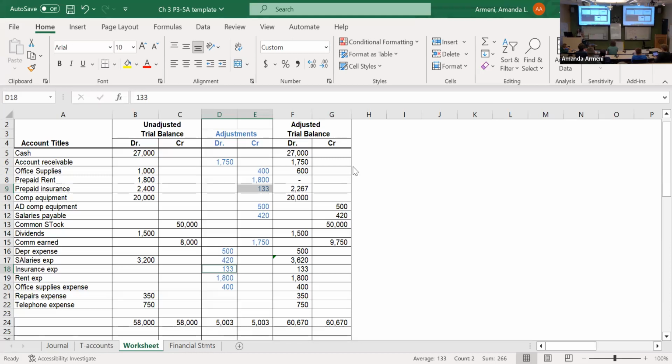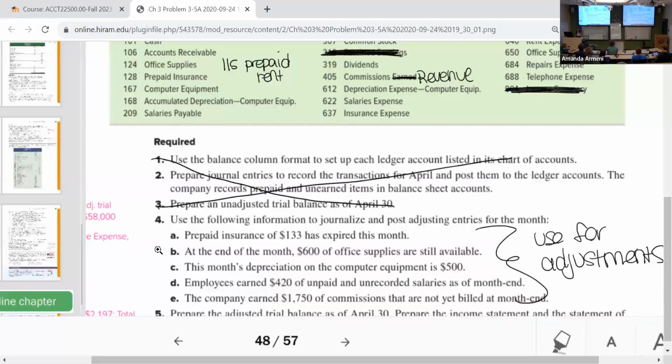Okay. What about adjustment letter B? At the end of the month, $600 of office supplies are still there. Now, we got a little bit of work to do, right? Because we have to make the adjustment for how much of our office supplies we used. So we can use the information that we have to figure that out. What information do we have that can help us figure out how much of our supplies we used?